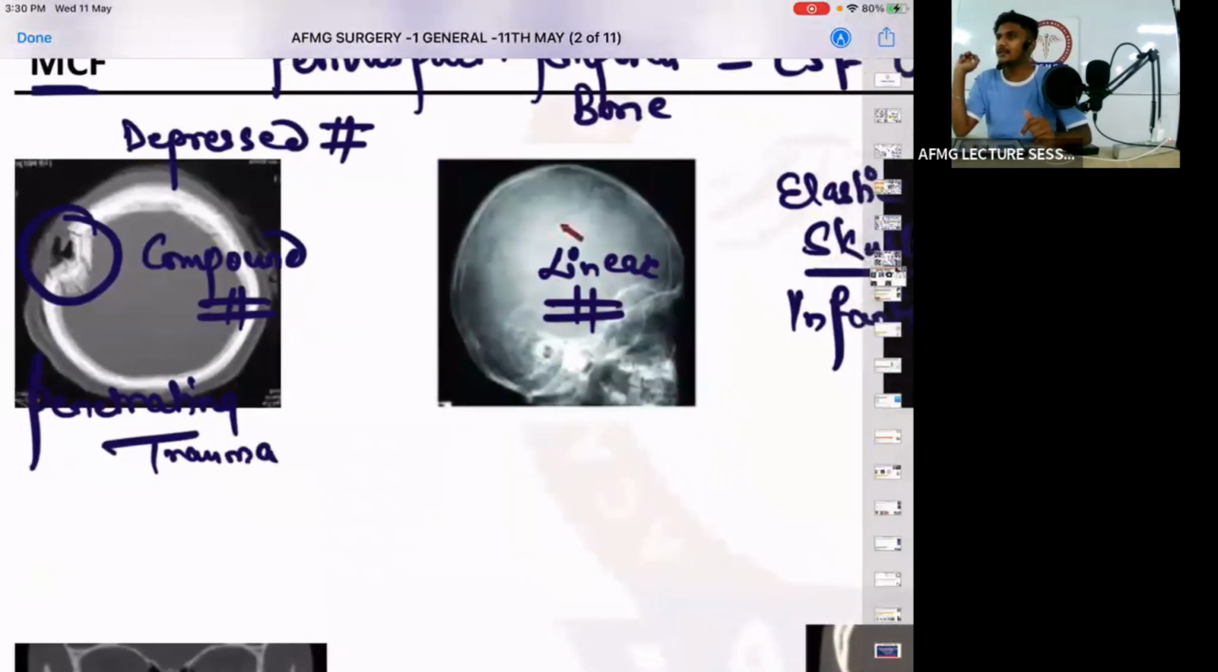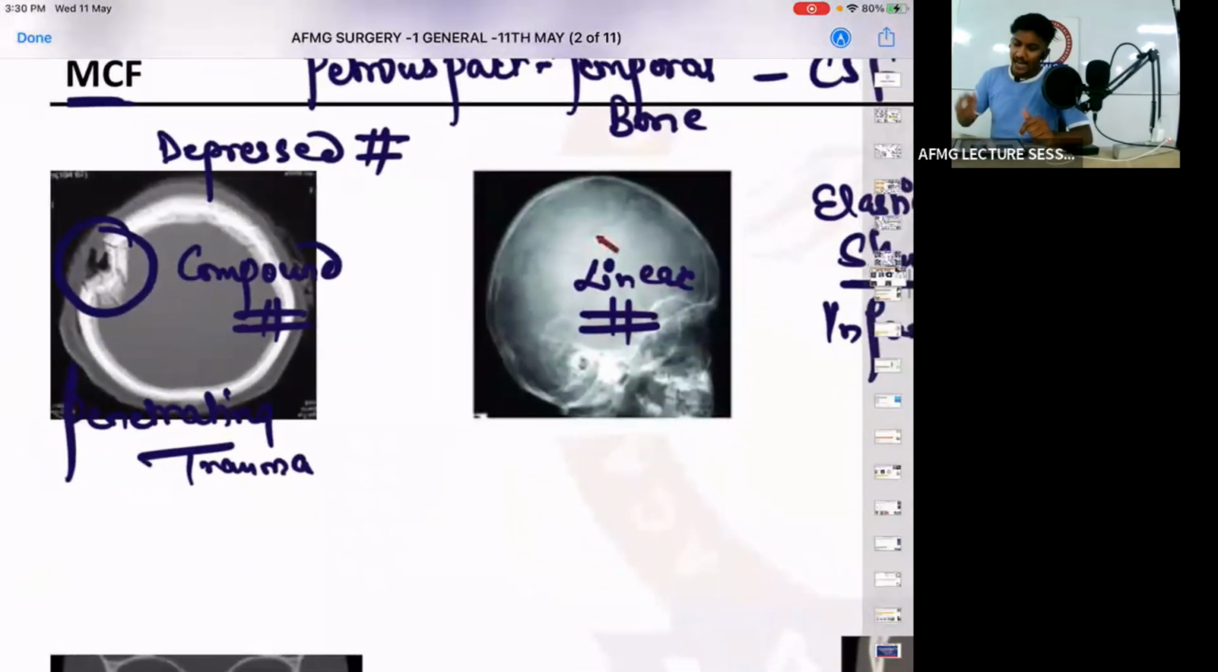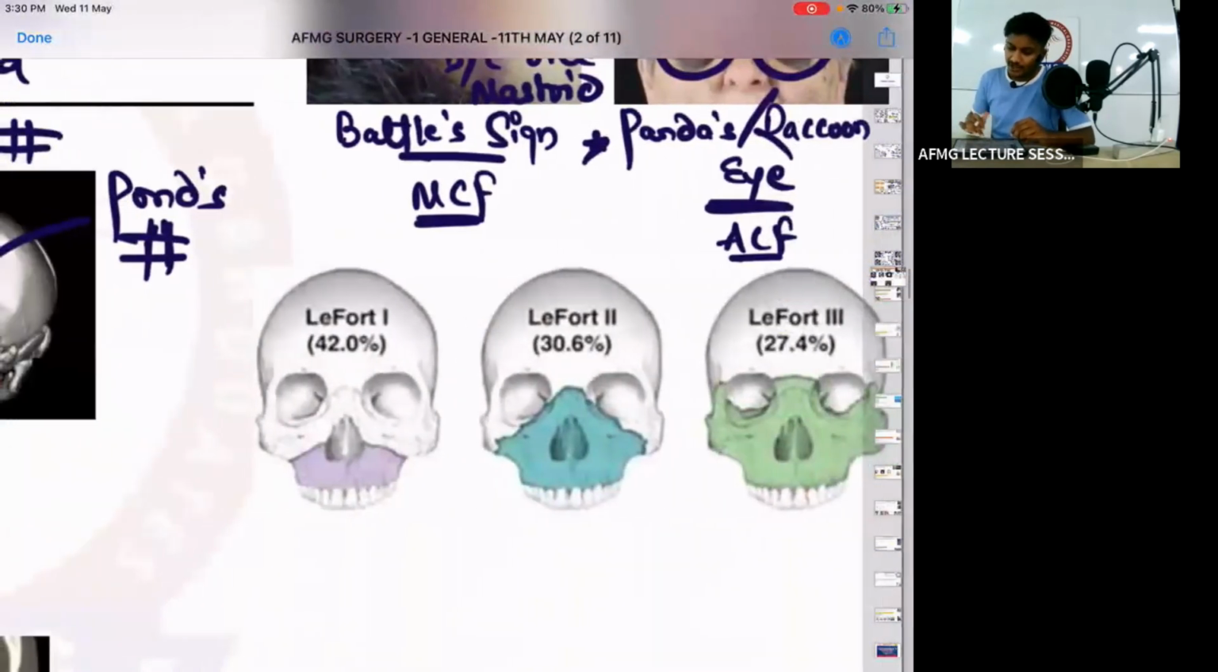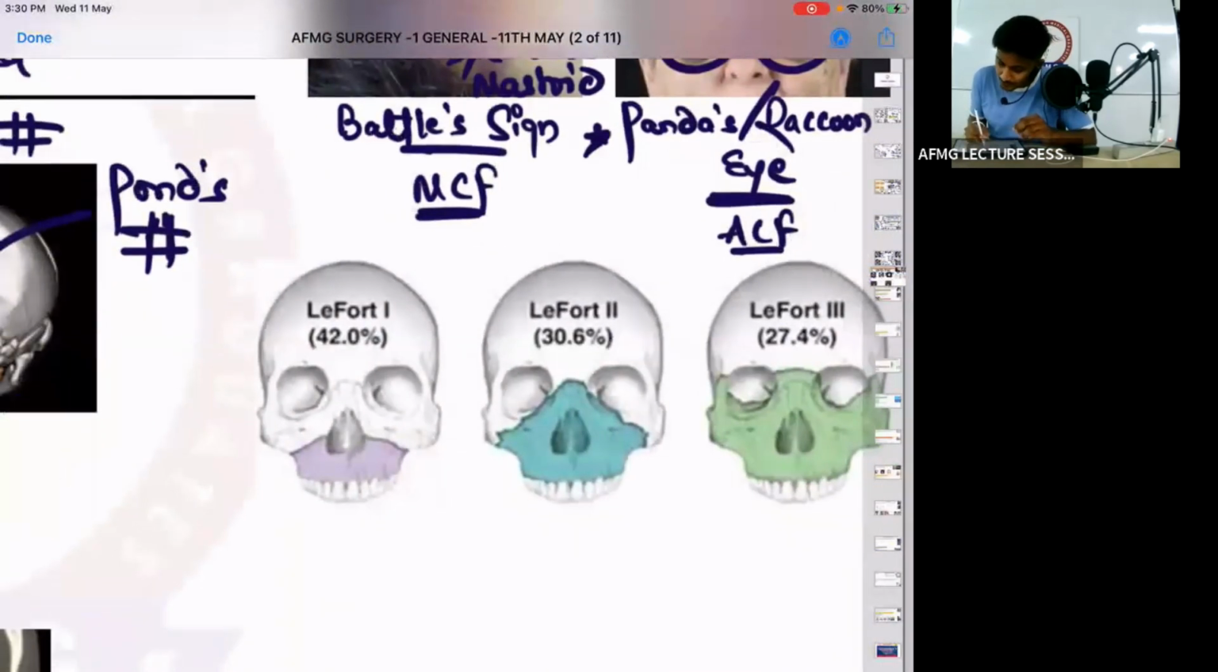Okay? Single fracture line is a linear fracture. And penetrating trauma or hammer causes depressed fracture. जो तुम बोल रहे थे gutter fracture, it is caused by glancing bullet. जो बस touch होके चली गई. ठीक है? Important.